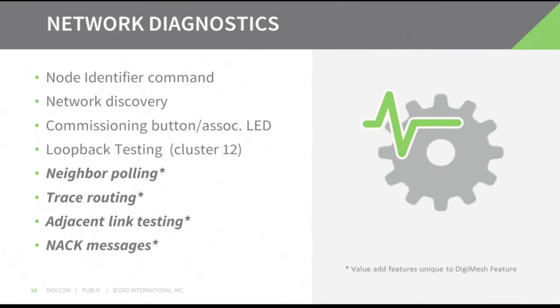The node identifier command is a random freestyle string of text that you can identify a module with. Very useful for when you discover nodes in your network to understand which modules you might be working with. And I'll show you this again in our hands-on demonstration. Network discovery allows you to discover all the radios that are in your network in a rapid fashion, so you can tell if someone's joined to the network.